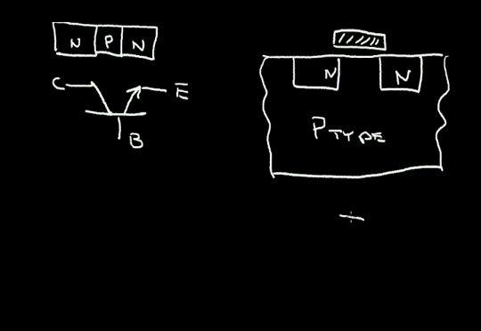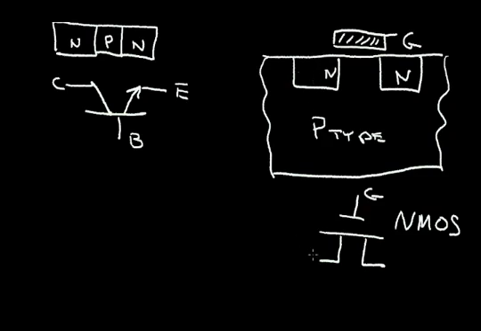And its symbol is like this. And because this region is N material, we call this an Nmos transistor. This material up here is called the gate. This can be called the source, and this region will be called the source. This will be called the drain region up here.